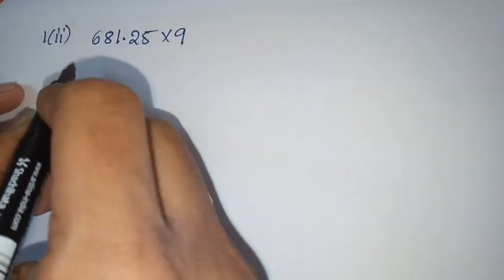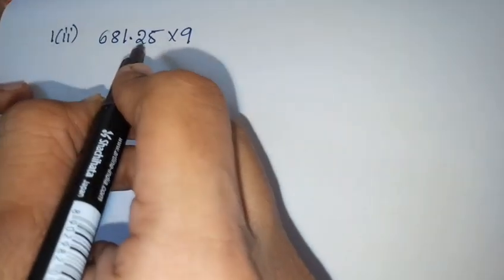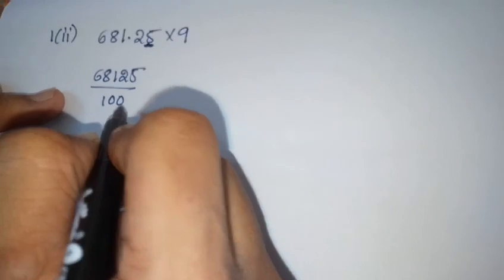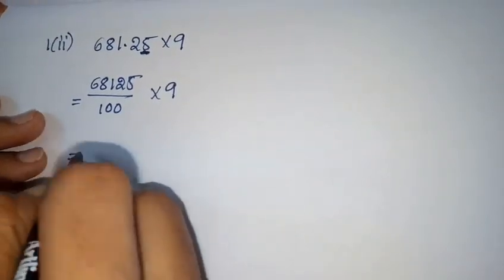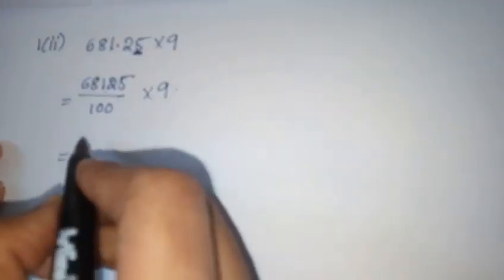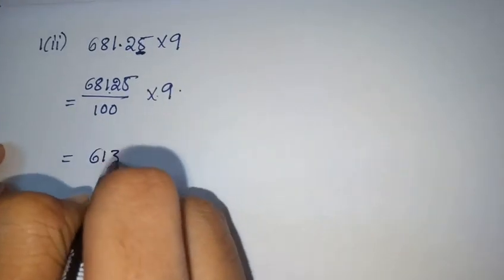Next problem, first Roman, second one: 681.25 into 9. So in 681.25, the place value of 5 is hundredths. So hundredths means 1 by 100. So write 68125 by 100. Why? Because here the 5 place value is hundredths, into 9. So multiply 68125 into 9. Numerator into numerator multiply, you will get 613125 by 100.